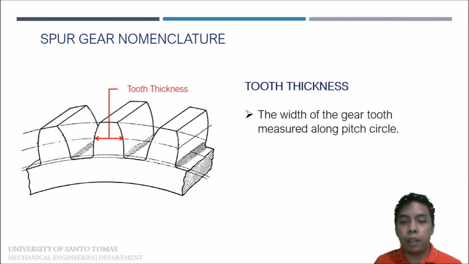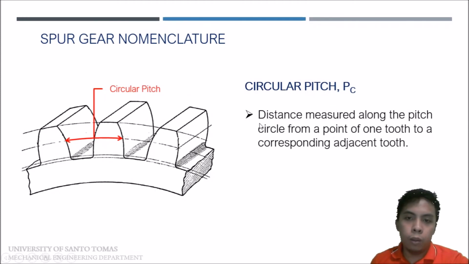Next, we have tooth thickness. The tooth thickness is the width of the gear tooth measured along the pitch circle. Circular pitch, or PC, is the distance measured along the pitch circle from a point on one tooth to the corresponding point on the adjacent tooth. It is also described by this equation: the circular pitch is equal to pi multiplied by the pitch diameter divided by the number of teeth.